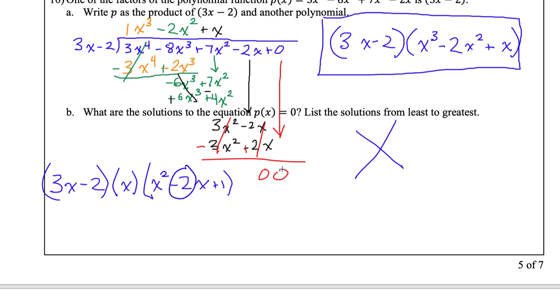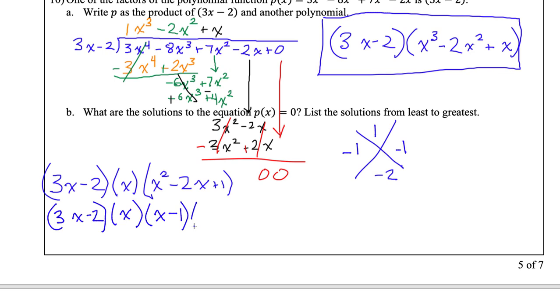This middle coefficient goes in the bottom, -2. This last number goes on the top, 1. What times what is 1? Well, 1 and 1, right? And they both have to add up to -2, so make them -1, -1. All right, so we've factored everything then. This is 3x minus 2, this is x, this is x minus 1, and that is x minus 1. What we need to do now is set this equal to 0, and then find the solutions.